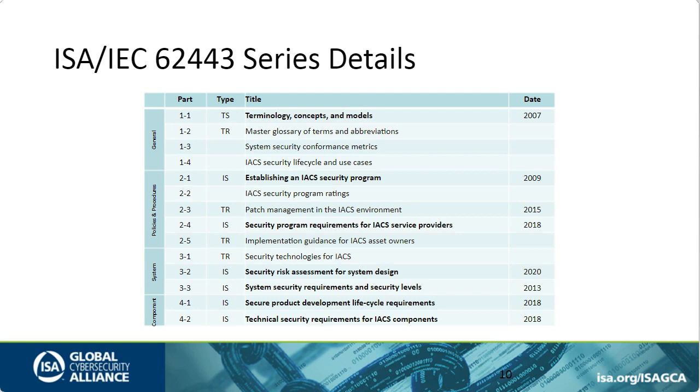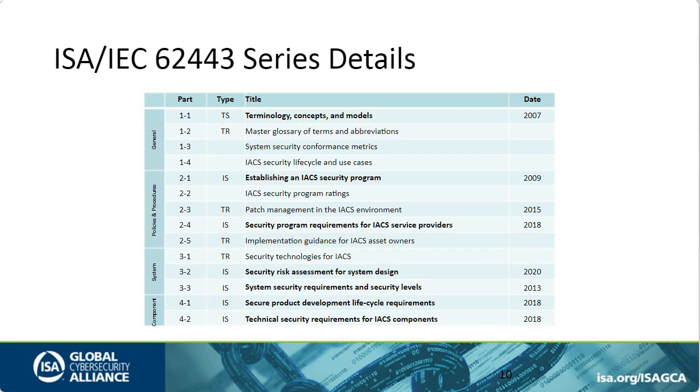The 62443 series is a collaborative effort among 2 different standards development organizations, the International Society of Automation, or ISA, and the International Electrotechnical Commission, or IEC. This slide shows a complete list of all the available or planned standards and technical reports in the 62443 series.